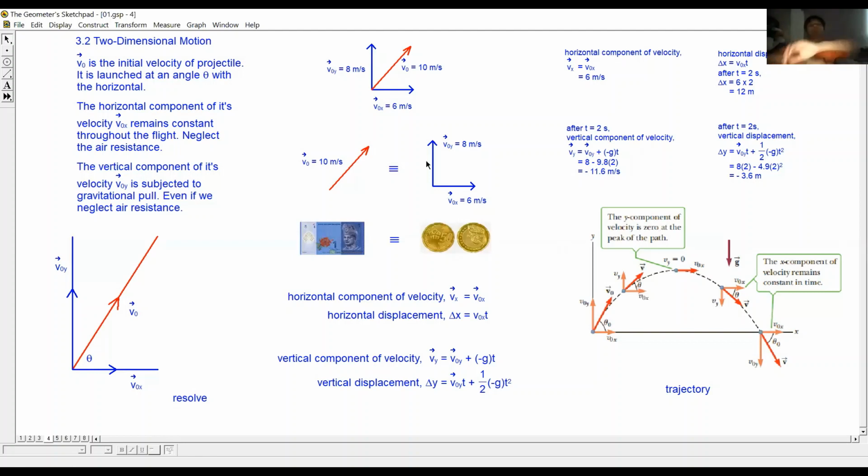So these two, they are equivalent. You see the equivalent sign there? The three horizontal lines, it means equivalent. So these two are equivalent, but you can only look at it one at a time. You can only look at it as 10 meter per second at an angle with the horizontal, or you can look at it like this, with a velocity of 8 vertically and with a velocity of 6 horizontally.